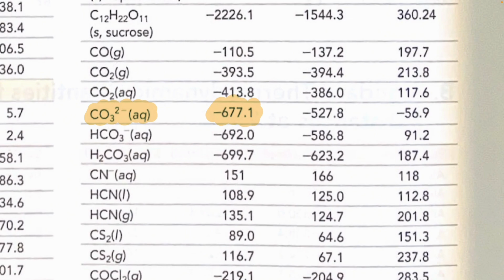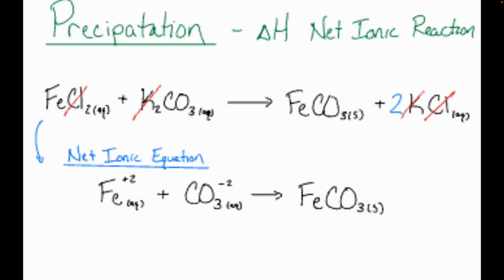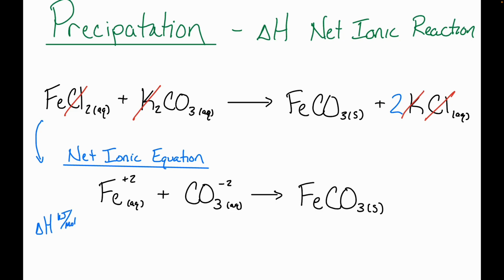All right, so now we have all of our things found on our page here. So just to summarize, our delta H that we looked up, again in kilojoules per mole, for that iron ion was -87.9. The carbonate was -677.1. And then the solid precipitate was -740.6. So everybody take a minute and tell me the delta H of this reaction here, of this precipitation reaction.